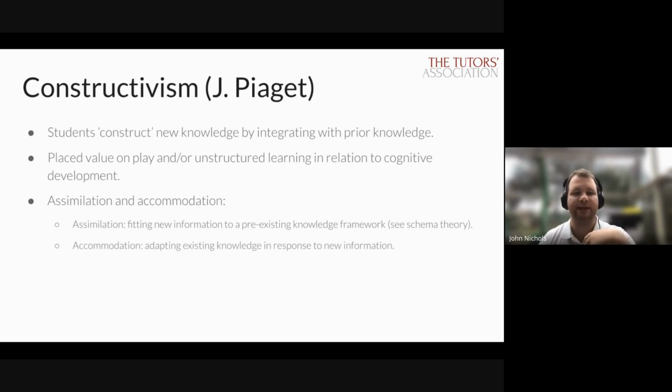And then there's accommodation, and accommodation is about adapting what your prior knowledge is in response to new information that maybe doesn't entirely agree. So some students, for example, might grow up thinking that plants need soil to grow because every plant they've ever seen has been growing in soil. And then you introduce them to the concept of hydroponics, where plants can grow and their roots are in some nutrient solution. And they're very confused at first because they're thinking there's no soil. How is the plant able to grow?